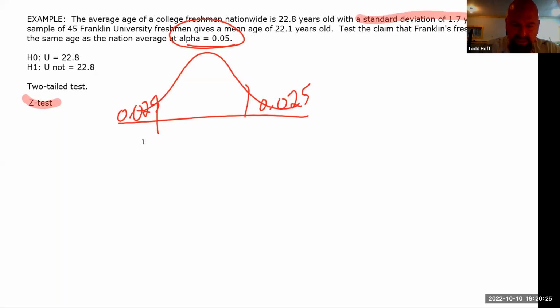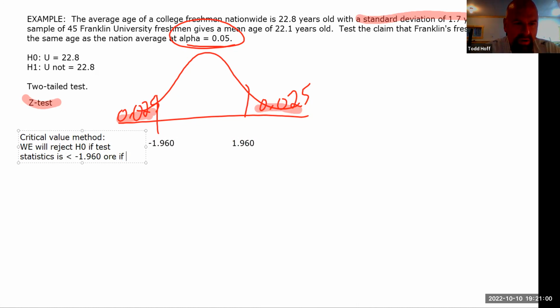So our critical value here, this one is a negative 1.960. And this end up here is a positive 1.960. So what this does is allows us to create our rejection rules. We'll reject if we're over in this area or if we're over in this area. So for the critical value method, we will reject the null hypothesis if the test statistic is less than a negative 1.960 or greater than a positive 1.960.